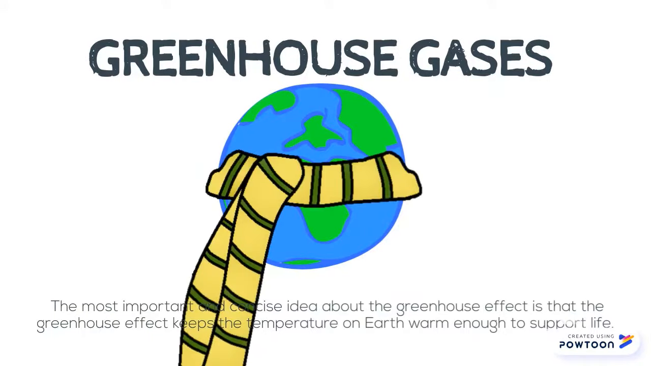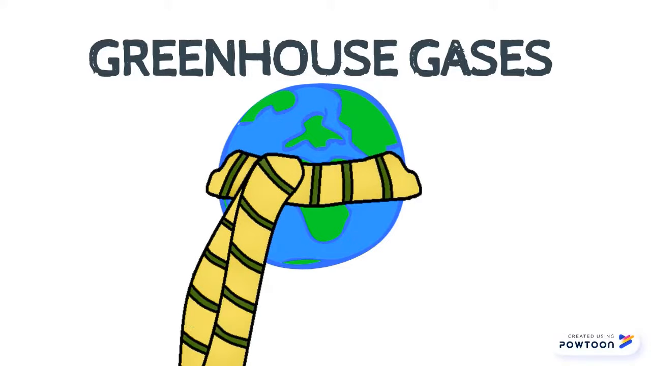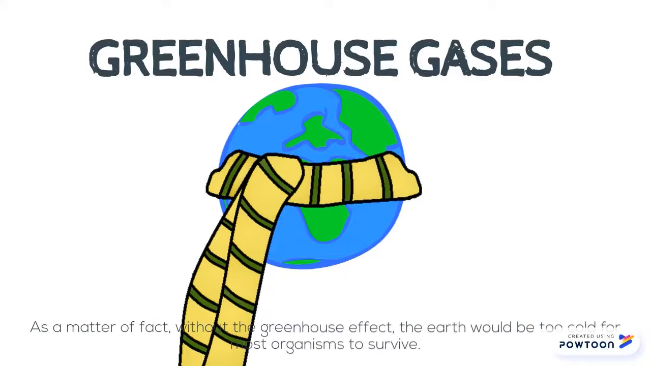The most important and concise idea about the greenhouse effect is that the greenhouse effect keeps the temperature on Earth warm enough to support life. As a matter of fact, without the greenhouse effect, the Earth would be too cold for most organisms to survive.